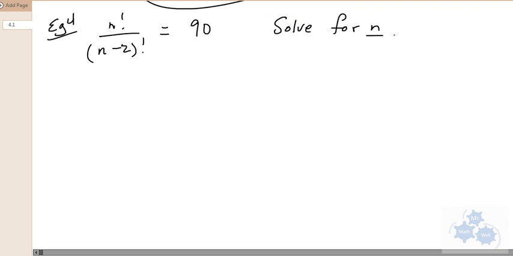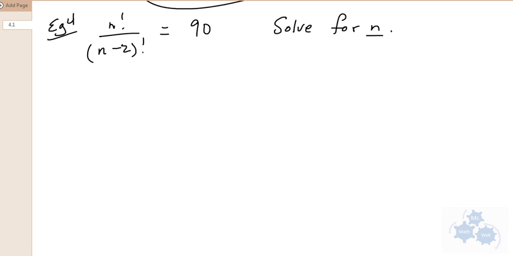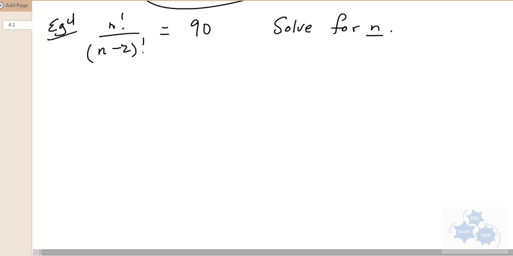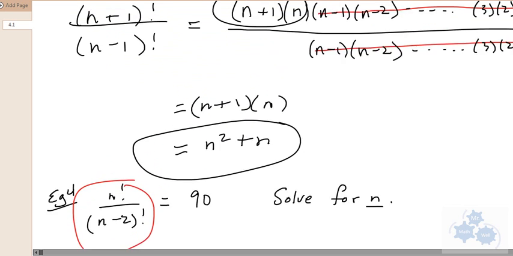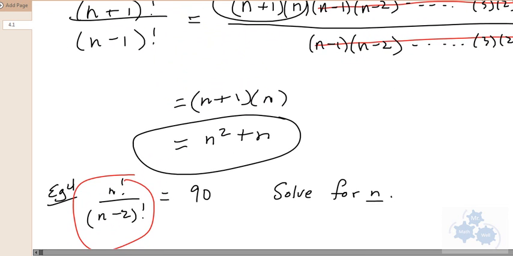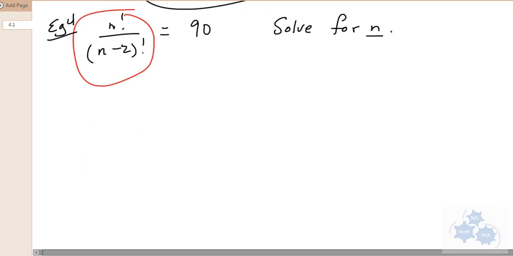So depending on how comfortable you are with that, we'll see how this goes. All right, so it looks like this. N factorial over n minus 2 factorial equals 90. And what we're actually asking for here is to solve for n. Okay? So now it's not just simplifying, now it's solving. So we have to find out what n is. But the good part is that we take a look at this side of the equation, and just like in the previous example, there's a way that you can simplify that. So that's what you want to do. You want to try and simplify this first.